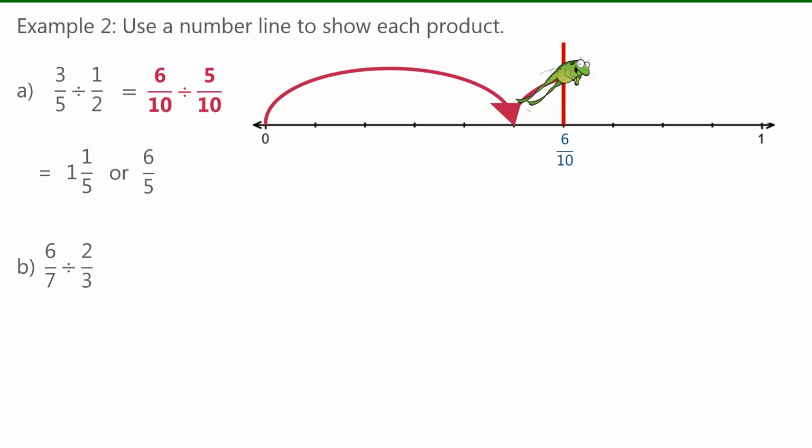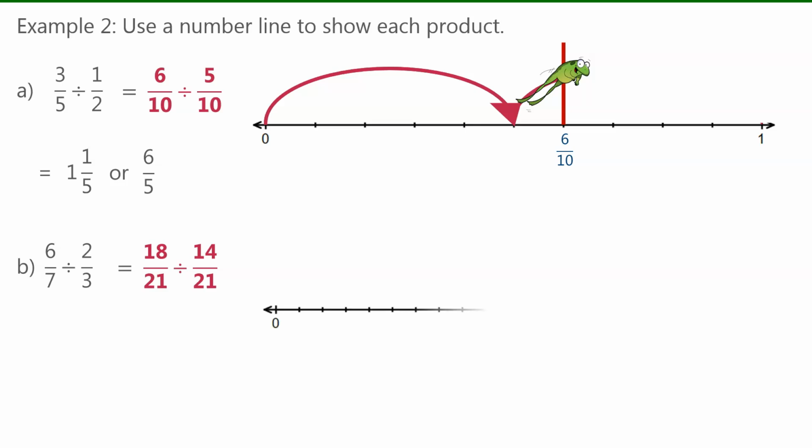For example B, 6/7 divided by 2/3. So again, we need to find common denominators because it makes more sense to try and figure out how many fractions fit into another fraction when they're cut into the same size. So the lowest common multiple for 7 and 3 is 21. So I'm going to rewrite those fractions with a common denominator of 21. So 6/7 becomes 18/21, and 2/3 becomes 14/21.